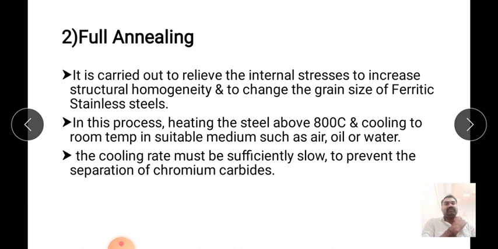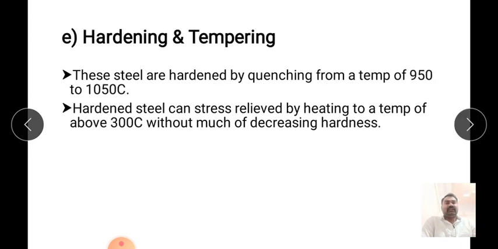Then next is full annealing. It is carried out to relieve the internal stresses and to increase the structural homogeneity. Means most of the heat treatment processes are similar. Okay, then hardening and tempering. These steels are hardened by quenching from a temperature of 950 to 1050 degrees Celsius. Hardened steel can be stress relieved by heating to a temperature of above 300 without much decrease in hardness. Means that the second step is a tempering process.